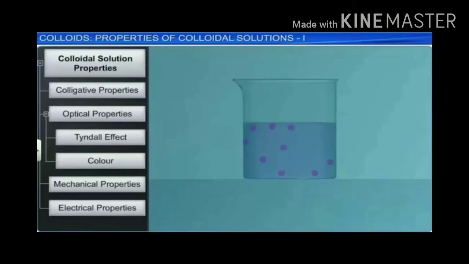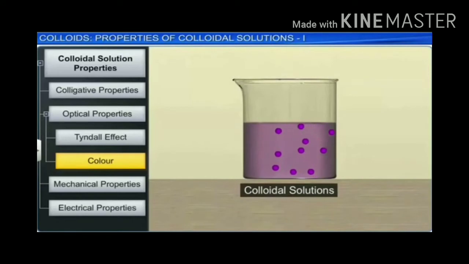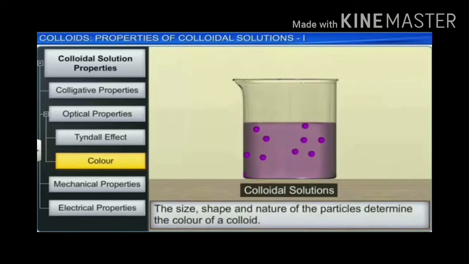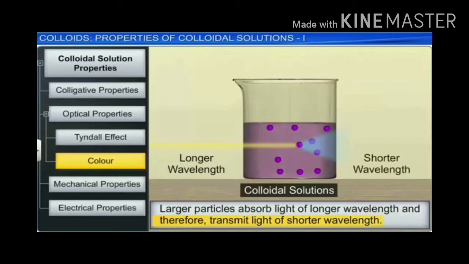Another important optical property of colloids is their color. Colloidal solutions are generally colored. The size, shape, and nature of the particles determine the color of a colloid. Larger particles absorb light of longer wavelength and therefore transmit light of shorter wavelength.